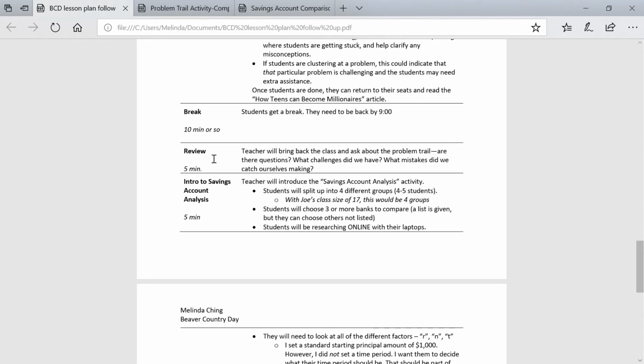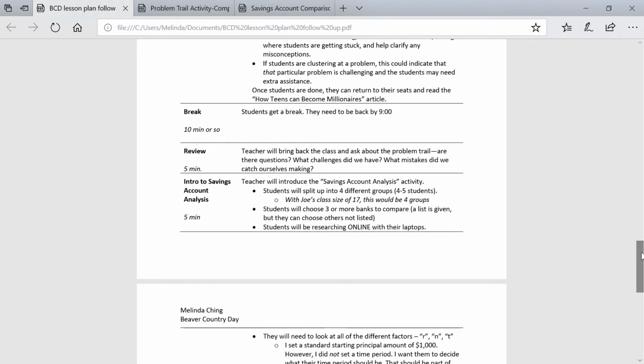So after the break, the teacher would have a little review session, bring the class back together, and ask about the problem trail activity. Are there questions? What challenges did we have? What mistakes did we catch ourselves making? It's inevitable that mistakes were made, so I want there to be a space where we can discuss those mistakes and what we learned about them. That may be 5 minutes or so, and then after that, I would introduce the savings account analysis activity.